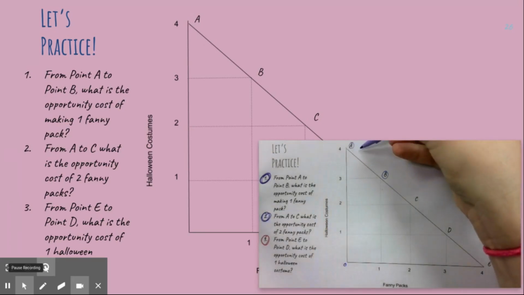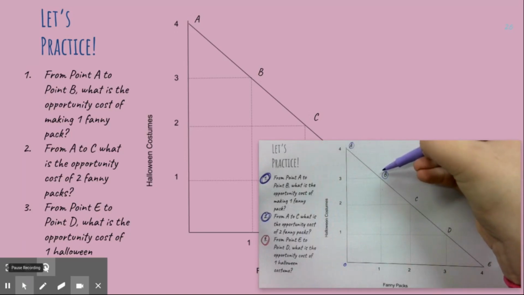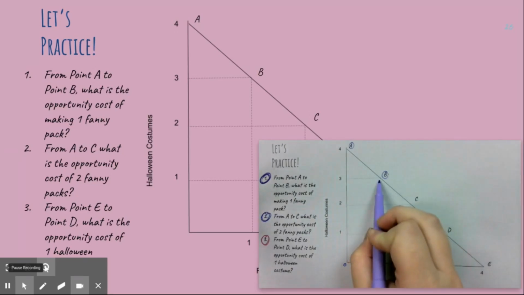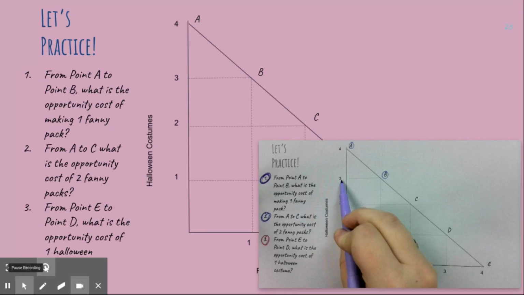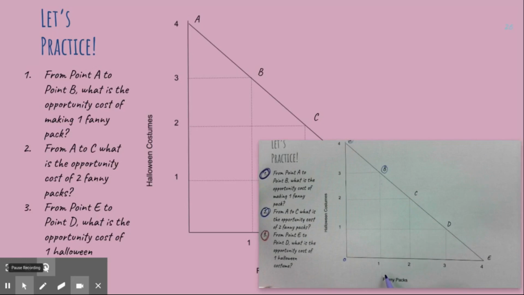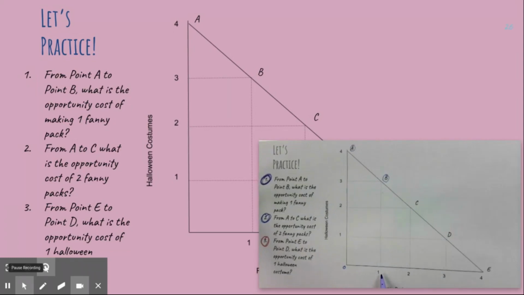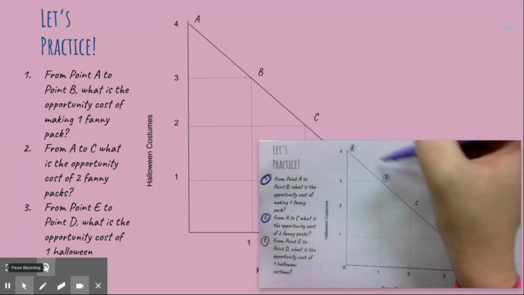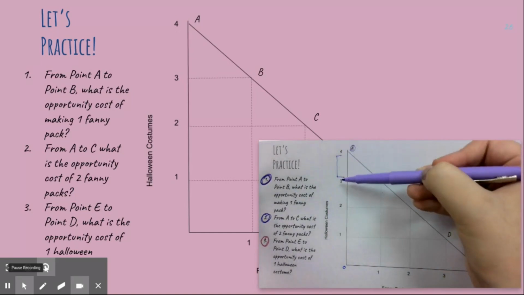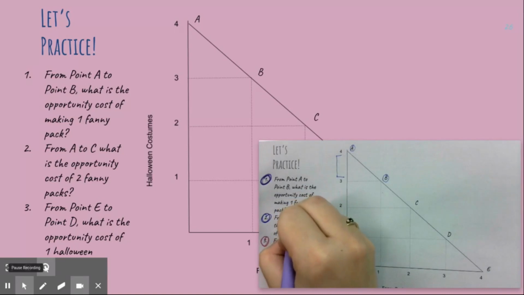If we move along the constant cost line to point B, then we are making how much of what? We follow the line. It's very simple. We are now making 3 Halloween costumes, follow the line down, and 1 fanny pack. So our question says, what is the opportunity cost of making 1 fanny pack? If I make 1 fanny pack, I go from 0 to 1 fanny pack, how many Halloween costumes from point A to B have I lost? That's pretty simple. I just have to look, what is 4 minus 3? It is 1 costume.